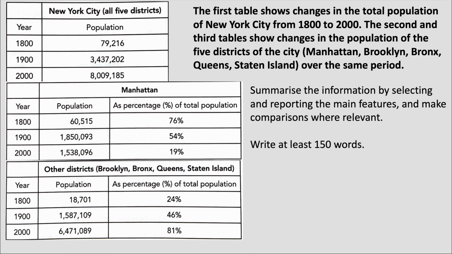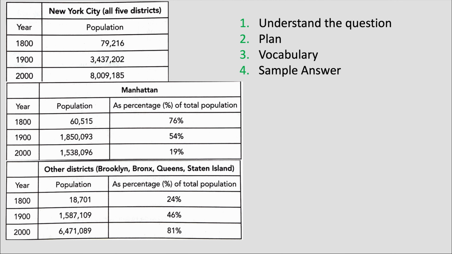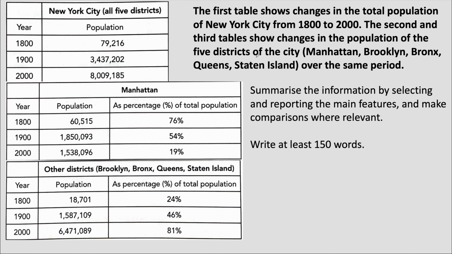We are working on these Task 1 academic tables from Cambridge IELTS Book 20. We'll divide this video in 4 parts: understanding the question, planning the answer, vocabulary needed, and finally a full sample answer. There are 3 tables here showing the population of New York City and its 5 districts.